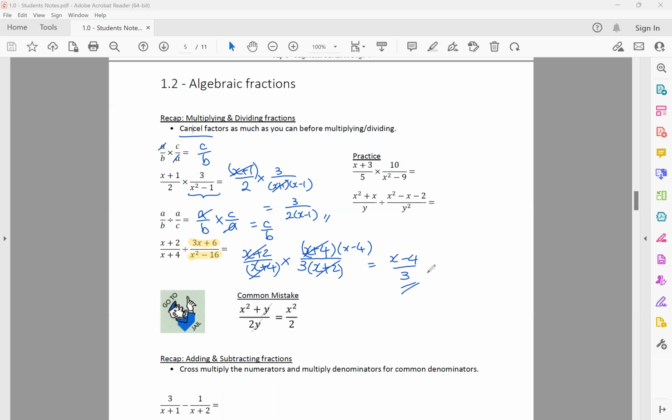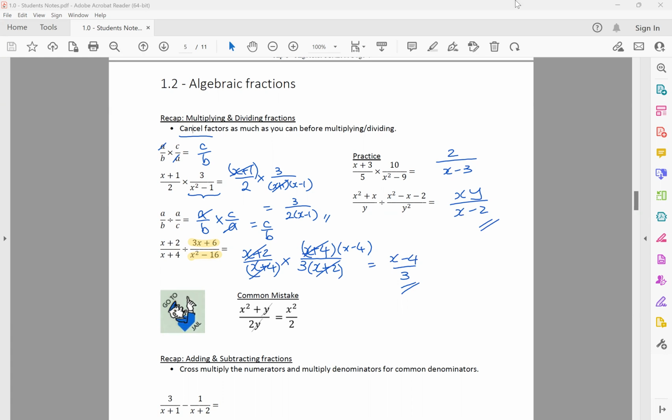Okay. Your chance to do a bit of practice in here. When you're ready, you can pause the video now. When you're ready for the answer, you can press play. So the answer in here would be 2 over x minus 3, and this one will be xy over x minus 2.